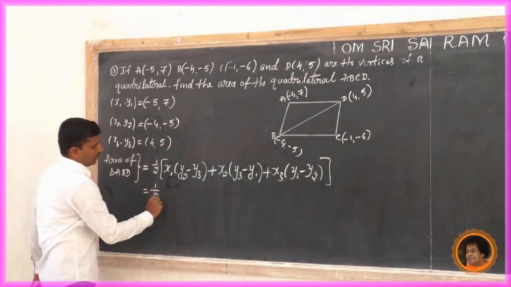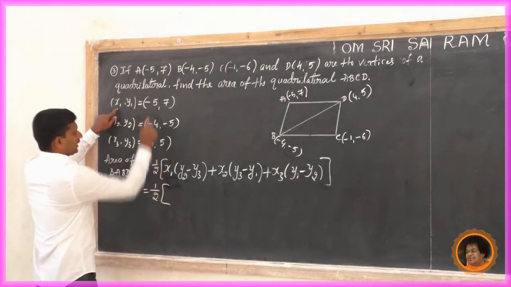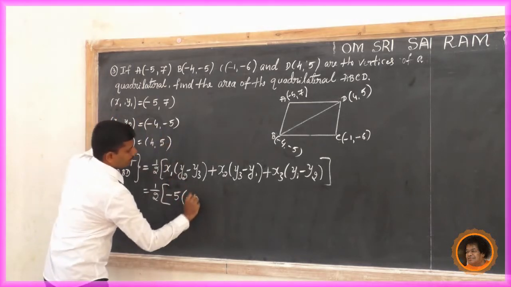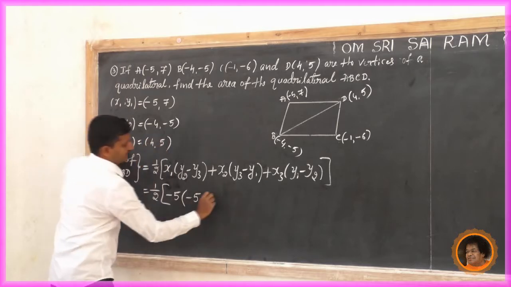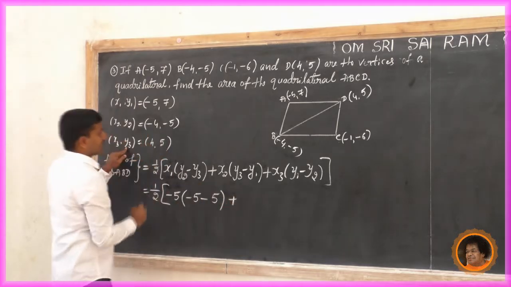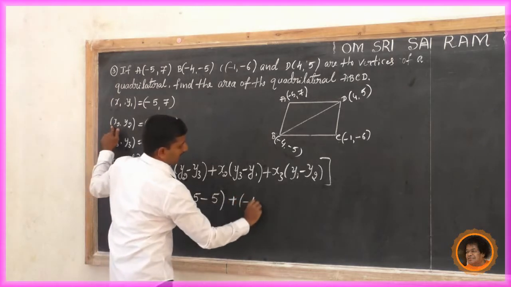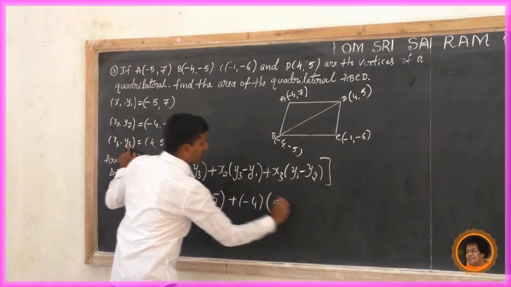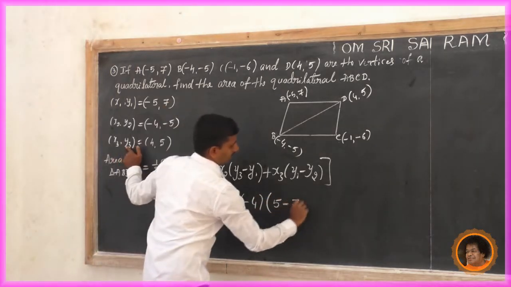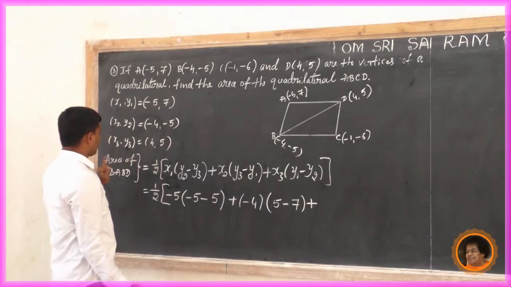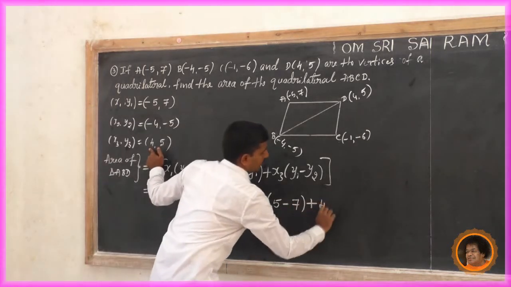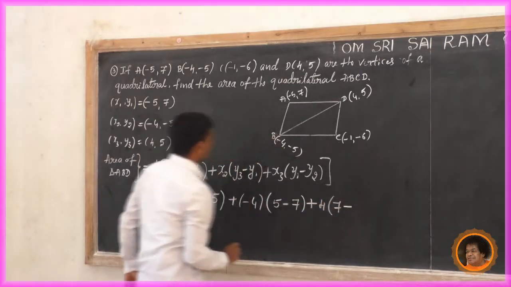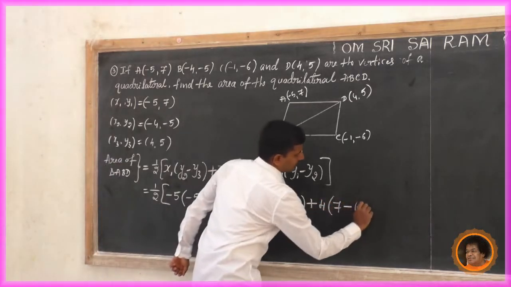So equal to half into X1. So X1 value is minus 5 into Y2, so Y2 value minus 5 minus Y3, Y3 is 5, plus X2 value, X2 value minus 4 into Y3, Y3 value 5 minus Y1, Y1 is 7, plus X3. So X3 value 4 into Y1 minus Y2, Y1 is 7 minus Y2, Y2 is minus 5.